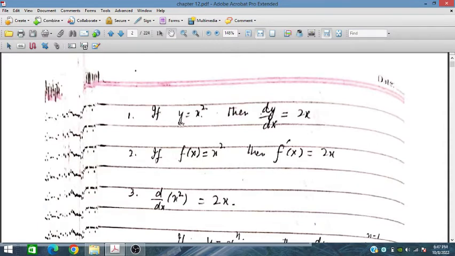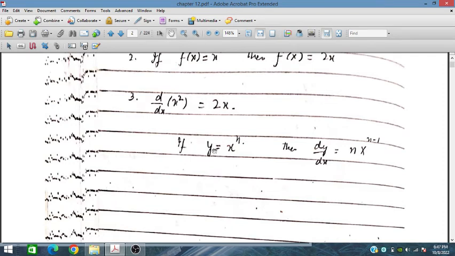So we have obtained that for y is equal to x square, dy by dx is equal to 2x. This can also be written with the function f of x is equal to x square, whose differential is f dash x, equal to 2x. So dy by dx, f dash x, or the derivative with respect to x are the same thing. The function's differential is 2x, and the derivative with respect to x is also 2x.